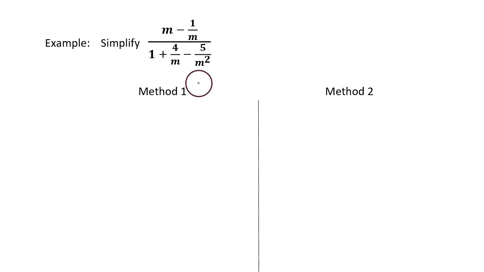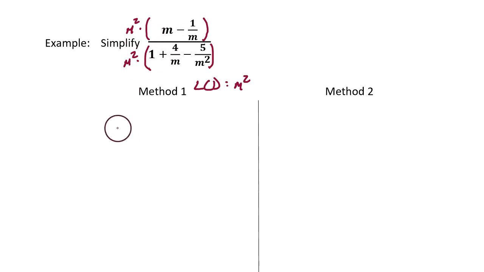So method number 1 is where you multiply by the least common denominator of all fractions. You have to figure out what that denominator is. Looking in the top, it looks like there has to be an m in the least common denominator, but looking in the bottom, we notice that one time there's an m squared. So the least common denominator is m squared. Multiply the entire numerator by m squared and multiply the entire denominator by m squared.